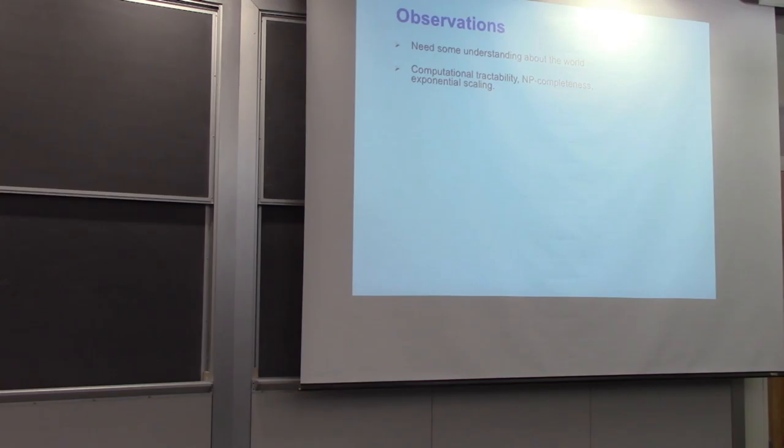And so the observations that came from this are that there needs to be some understanding about the world. There needs to be some stronger contextualization in how the world is working. And additionally, to solve some of these problems, we need computationally tractable ways. NP completeness is a problem for solving a lot of the simple problems, problems that can be stated very simply in terms of artificial intelligence. And we get exponential growth in terms of requirements of data for these things as well.